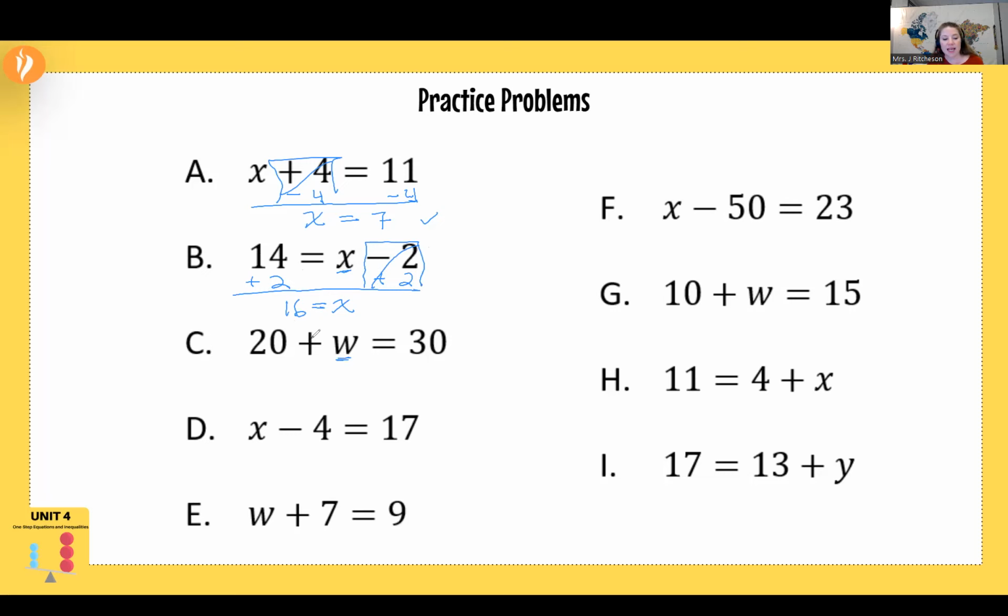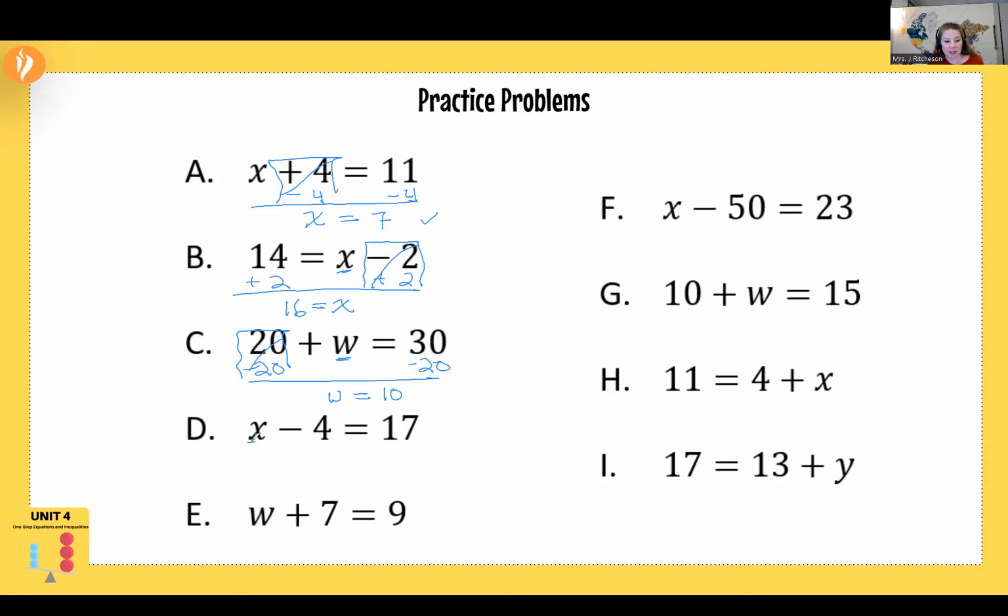All right, letter C, here's our variable. So what is on the side with the variable? What's on the side is a positive 20. We want positive 20 to go away or go down to 0. The only way to do that is to subtract 20 from both sides of the equal sign. So 20 minus 20 is 0. We bring down our W, and 30 minus 20 is 10.